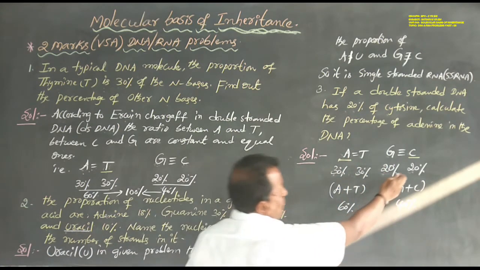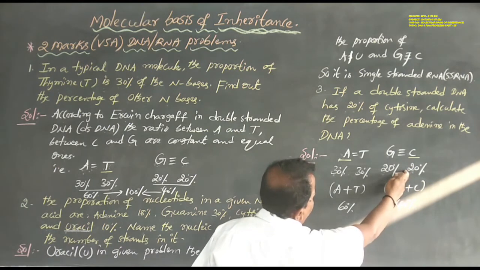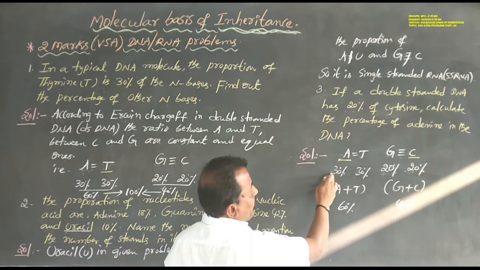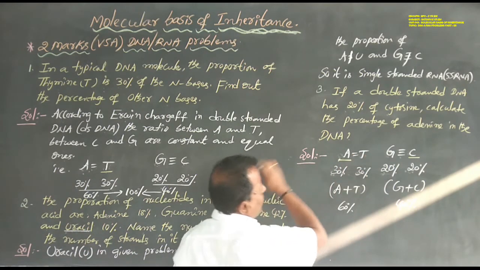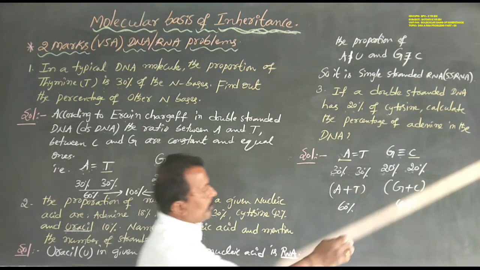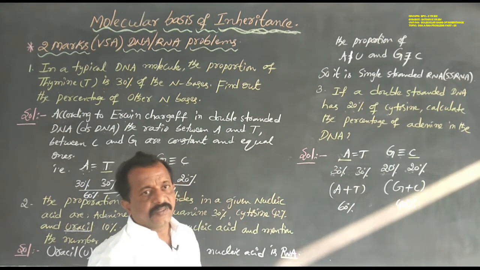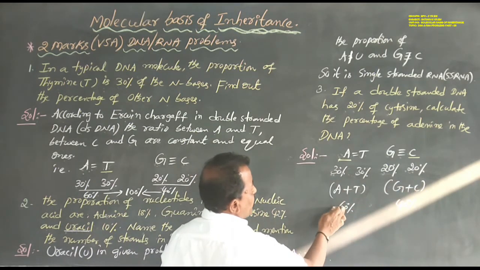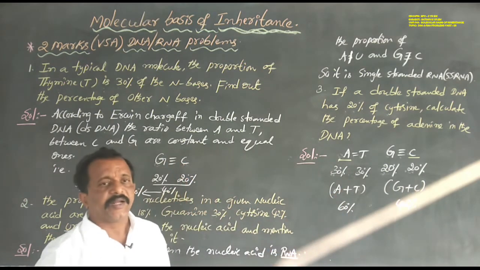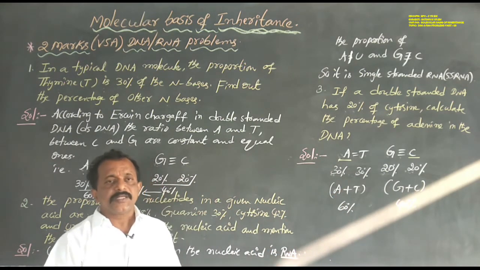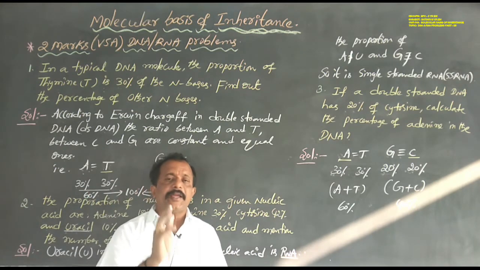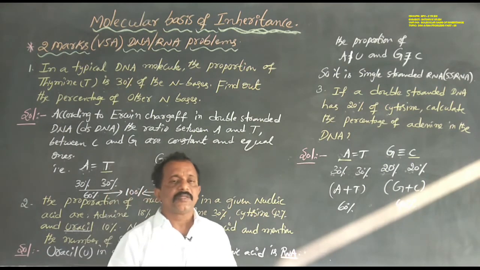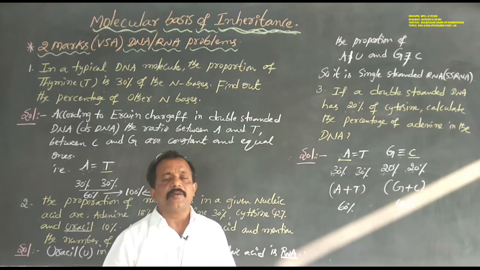Why? Because cytosine has 20%, and it is opposite to guanine, so that is 20%. Adenine has 30%, and adenine is opposite to thymine, which also has 30%. So totally how much percentage? 100%. That is 40% guanine plus cytosine and 60% adenine plus thymine. So these are 3 problems in DNA and RNA, a double-stranded DNA molecule and also a single-stranded RNA molecule.